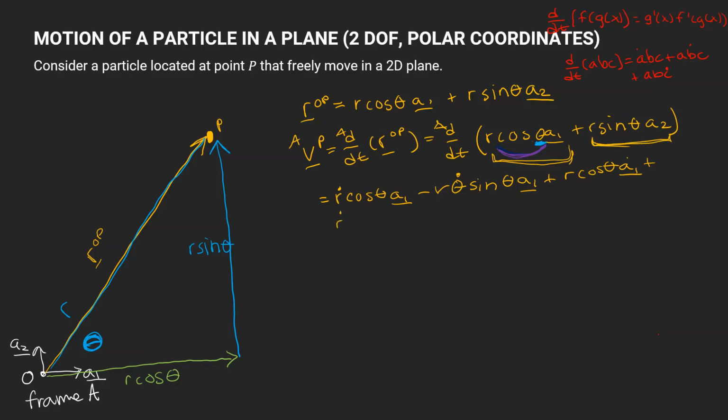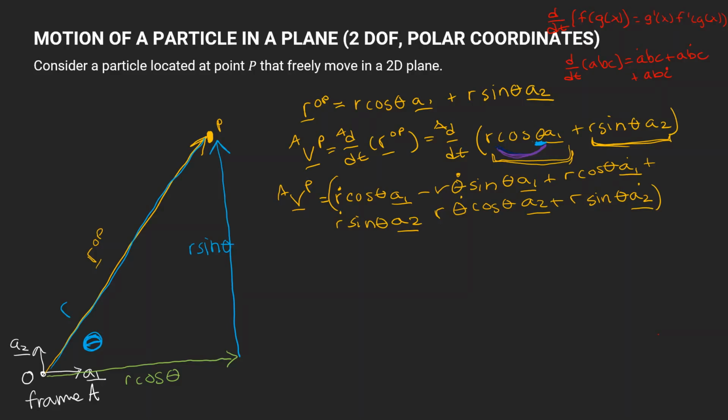So that's going to be r dot sine theta a2. Again, we need to use the chain rule, so we're going to put r theta dot cosine of theta a2 plus r sine of theta a2 dot. And this is all for the velocity.